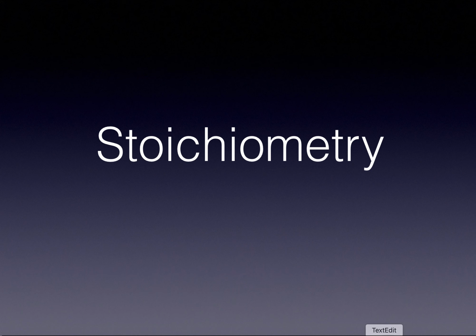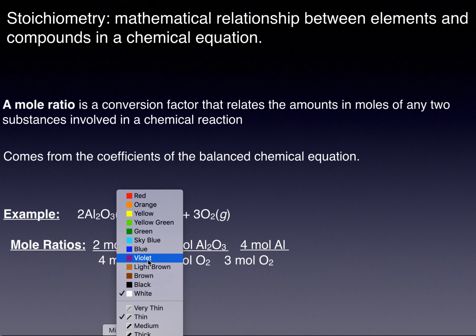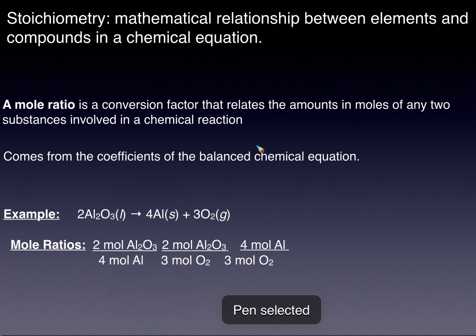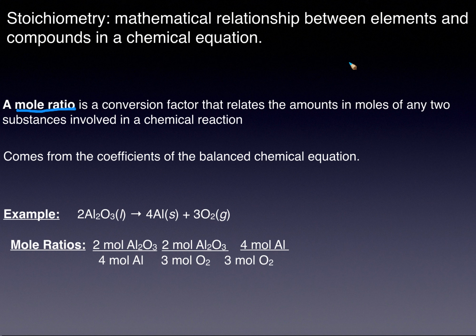Okay, ladies and gentlemen, so we're going to start talking about stoichiometry. Stoichiometry is a mathematical relationship between elements and compounds in a chemical reaction. The main concept of stoichiometry is the mole ratio. A mole ratio is a conversion factor that relates the amounts in moles of any two substances involved in a chemical reaction. It comes from the coefficients of a balanced chemical equation. That's why it's so important to have a balanced chemical equation.